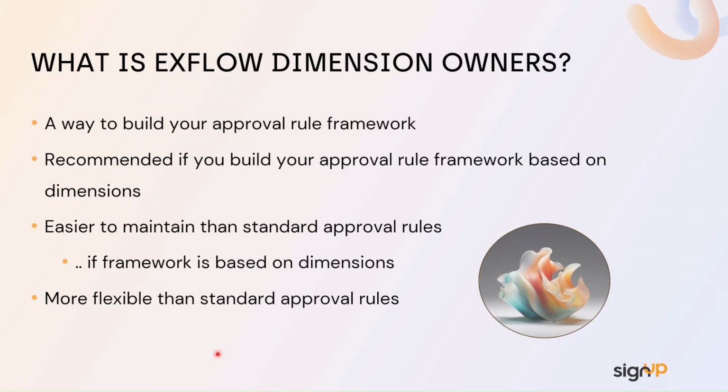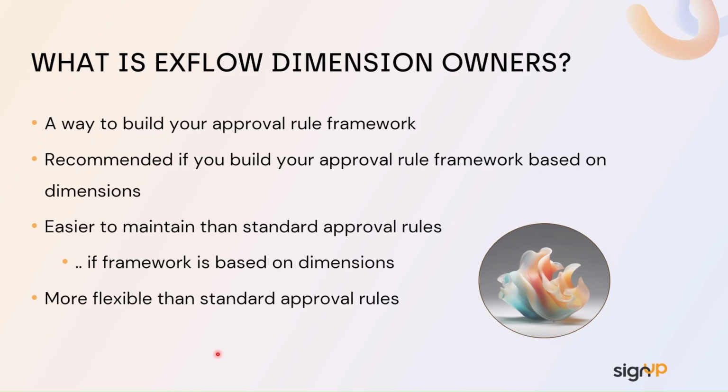So what exactly are the ExFlow dimension owners? Well, this is another way to build an approval rule framework, and it's particularly useful if your approval flows are based on a combination of multiple dimensions. For example, if you have 150 stores and 30 regions, and each store or region has designated persons responsible for approvals, then it could result in many approval rules for each possible combination.